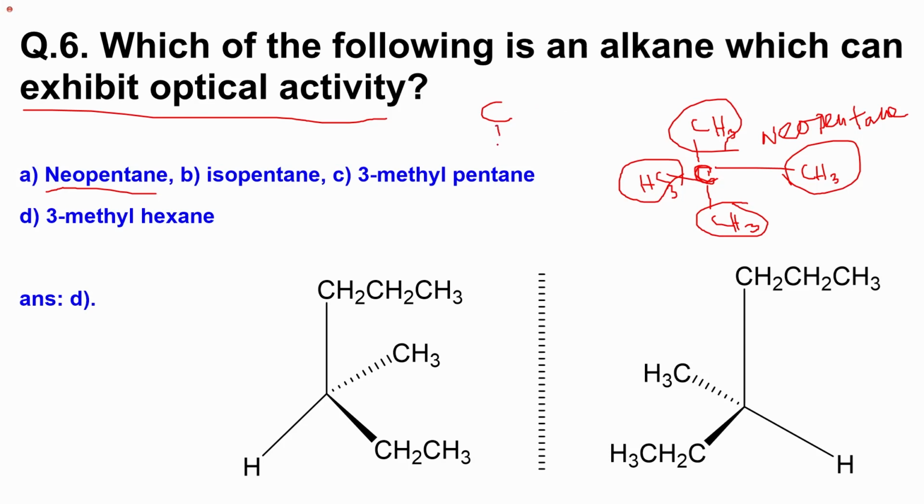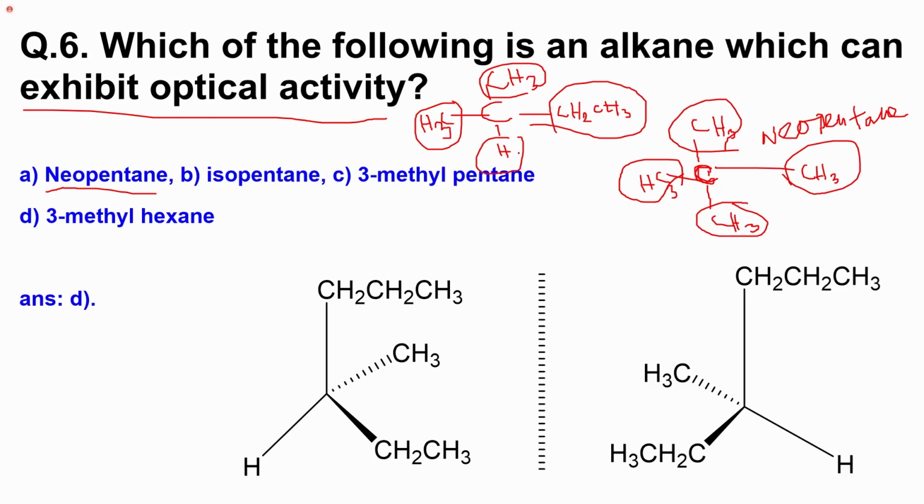Now here one hydrogen is there. If you see isopentane, CH3, CH2, CH3, here CH2 and here CH3. If you replace one CH3 with hydrogen and another CH3 with an ethyl group, you end up with isopentane. But still, on this carbon one group is hydrogen, another group is CH2CH3, the third group is methyl, and the fourth group is also methyl. So this is also not possible, because the four groups should be different. Then only it can show optical activity.